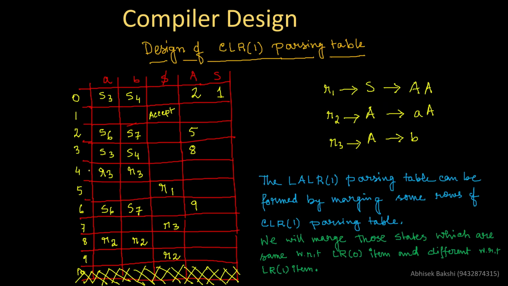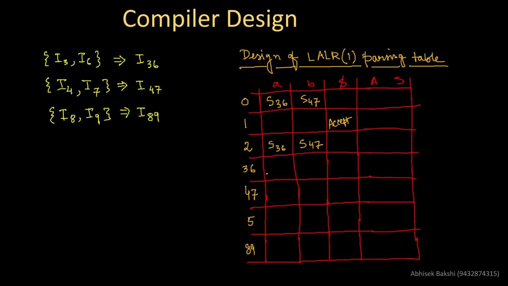Now, if you merge the third state and the sixth state, what will you get? Third state contains S3, S4. Sixth state contains S6, S7. So if you are correct, then your merging will also be correct. If you merge S3 and S6, it becomes S36. If you merge S4 and S7, it becomes S47. So under the 3, 6 column, I will write here again S36 and S47.